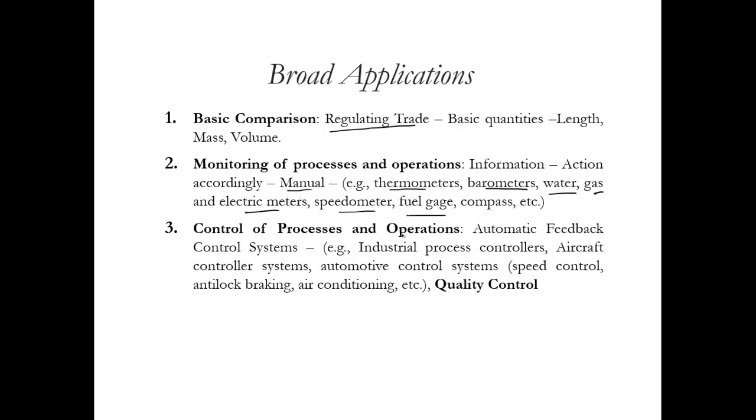Control of automatic processes and operations is the third broad application, where we need automatic feedback or control systems. Industrial processes that you generally do not want to control manually, or aircraft control systems, ABS and all those things, you need automatic control, but obviously that needs sensing. Similarly, quality control is very important because it is an application of measurements. You measure something and then you accordingly control it. So quality is very important in industries.